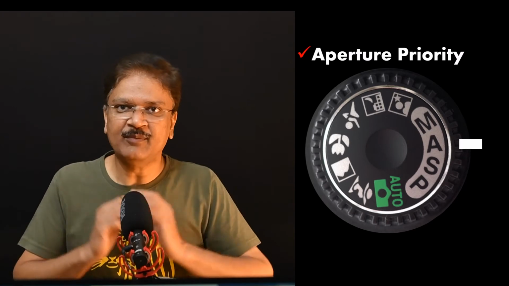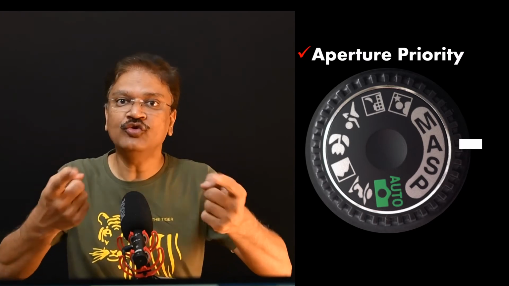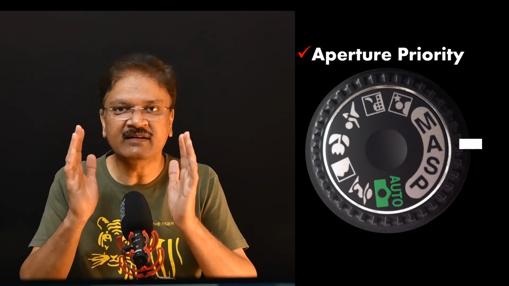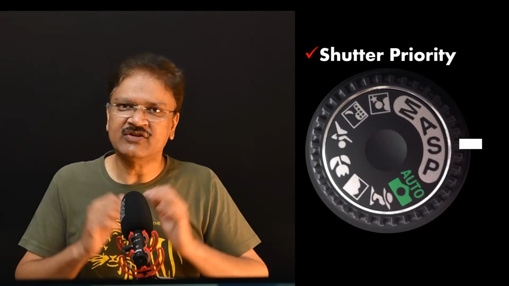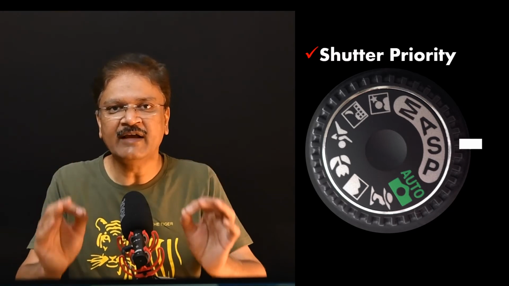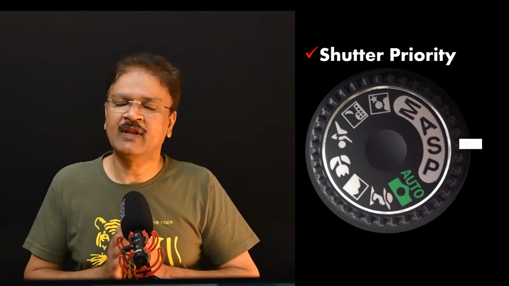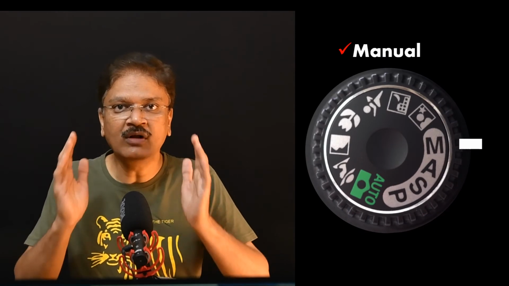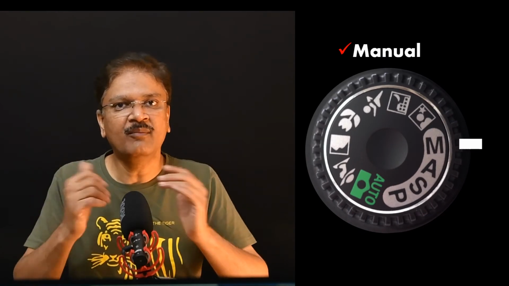Coming to the aperture priority mode, here you decide the aperture, and depending on what ISO you have set, the camera will decide the reciprocal shutter speed. In shutter priority mode, you decide the shutter speed and the camera will decide the aperture size depending on the ISO sensitivity you have set. But if you want control over all these three factors, then use manual mode.